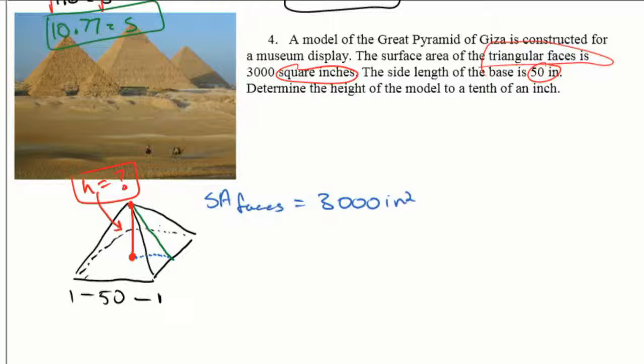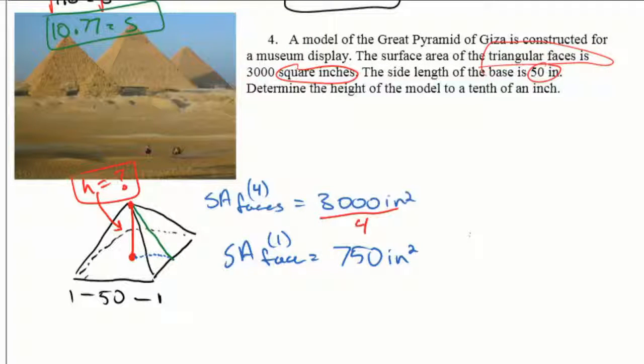The surface area of 4 faces, maybe I put a 4 in here, is 3,000. What would be the surface area of one face? But in this case, just 1. All I'm going to do is take this 3,000 and divide it by 4 because I have 4 faces. So to figure out the surface area of one face, 3,000 divided by 4, you can end up with 750 inches squared for one face.